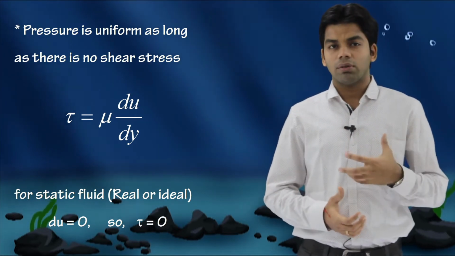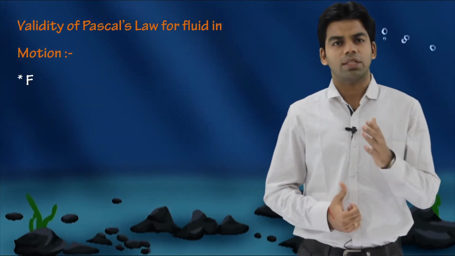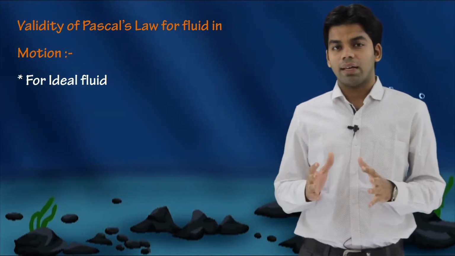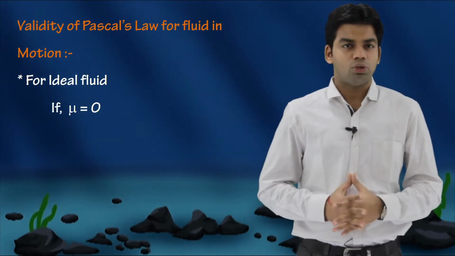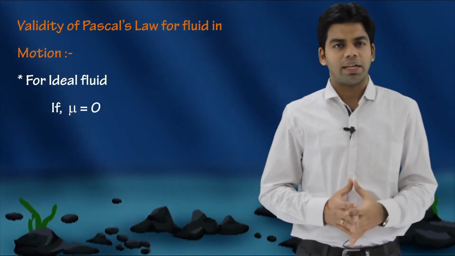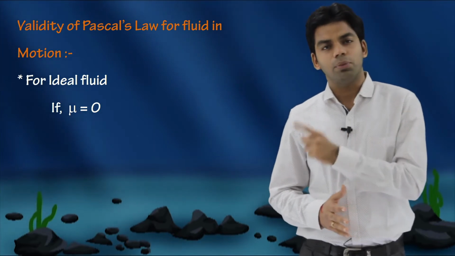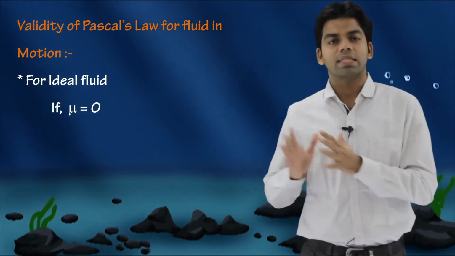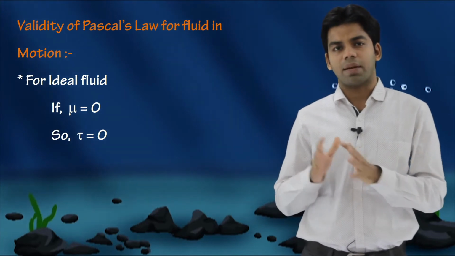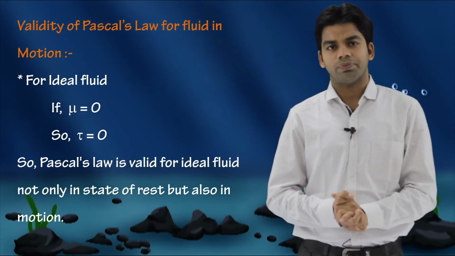Now what about the fluid in motion? Suppose we have a fluid in motion, and the first case we are considering is the ideal fluid. Since tau is equal to mu du by dy, and because the fluid is in motion, obviously du by dy cannot be equal to 0, but because the fluid is an ideal fluid, therefore mu is equal to 0. And since mu is equal to 0, again tau is equal to 0, and hence Pascal's law is valid for the ideal fluid under motion.